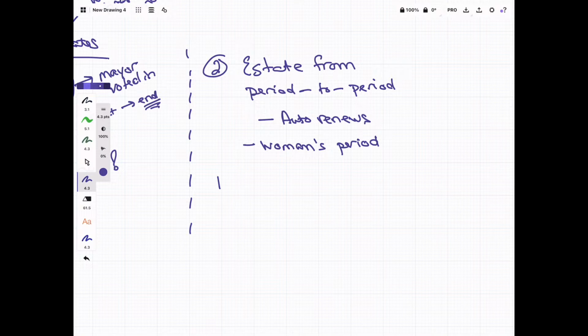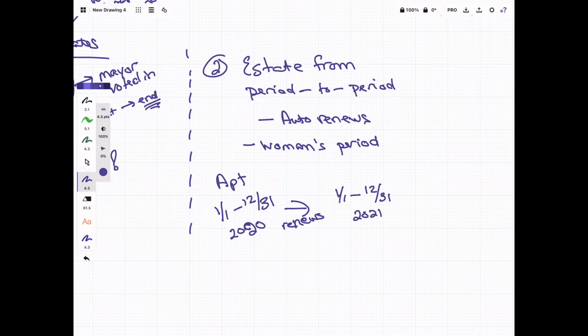So if you've ever rented an apartment, you rent it from 1/1 until 12/31, let's say in 2020. And then it renews. And there's a new one from 1/1 to 12/31 for 2021. And then it renews. And then you have one from 1/1 to 12/31 for 2022. That makes sense? That is your period to period.